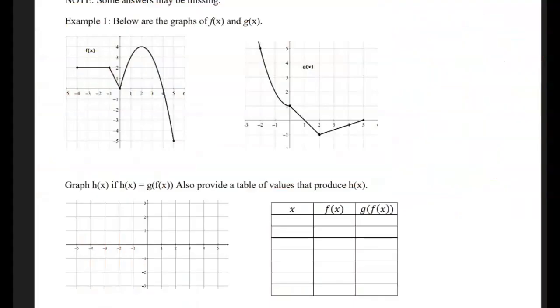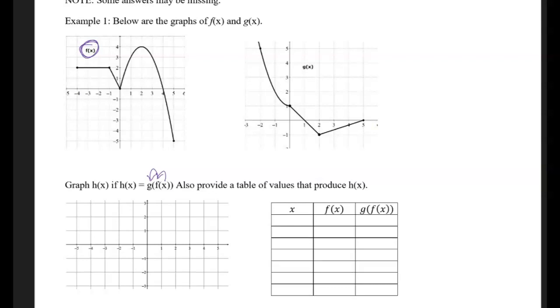Okay. We are again going to be looking at two graphs and then graphing the composition on a separate graph. So they have so nicely created a table for us to fill out. So remember, whenever you're graphing compositions, you want to create that table. And we are taking x and inputting it into f of x, and then taking whatever that output gives us and inputting it into g of x. So we are looking at f of x first.